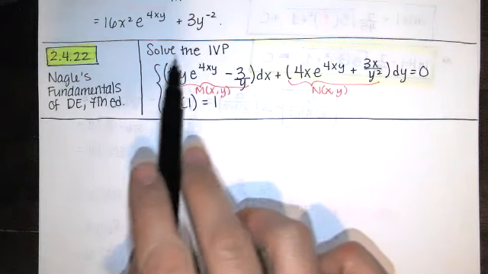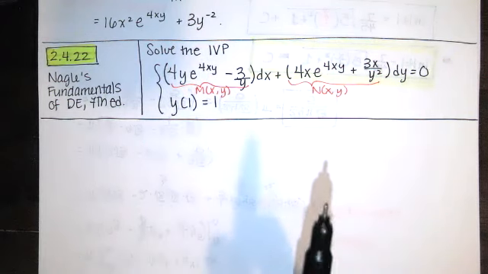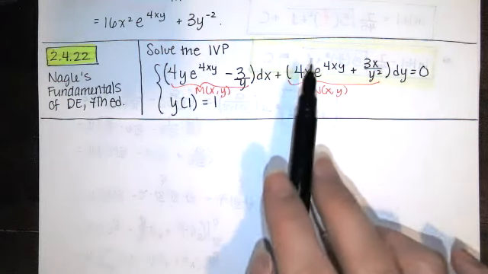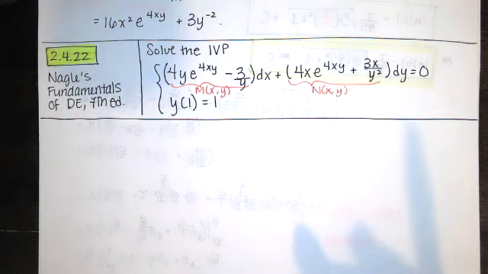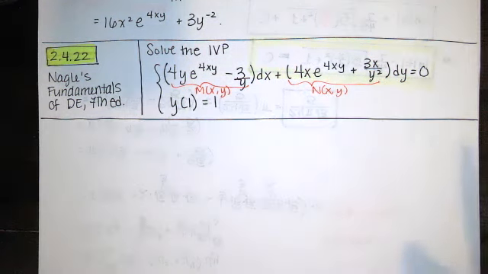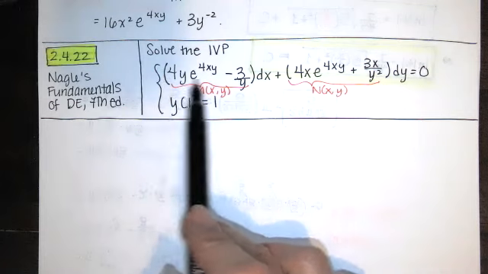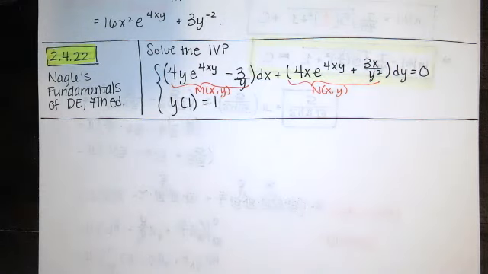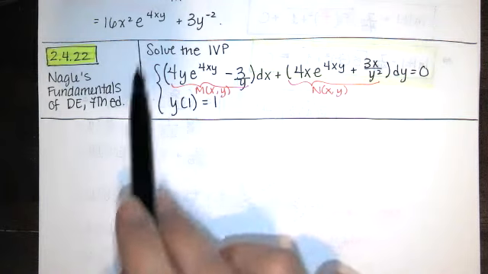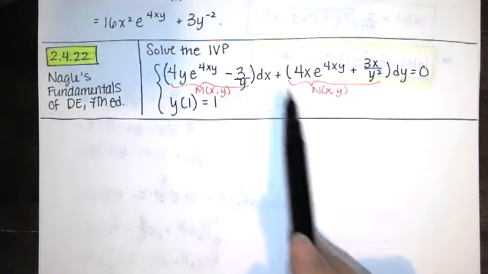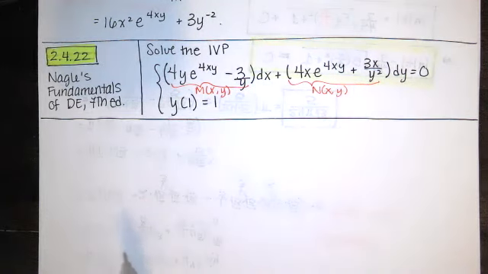If the partial derivative of this function with respect to y is equal to the partial derivative of this function with respect to x, then we know that there's a function out there, we'll call it f, such that the left-hand side of this differential equation is the exact differential, or the total differential, of f. But that would require the partial derivative of this with respect to y to be equal to the partial derivative of this with respect to x. So let's check and see if we've got an exact equation, and then if we do, we'll solve it.